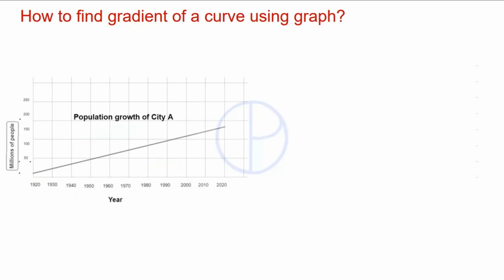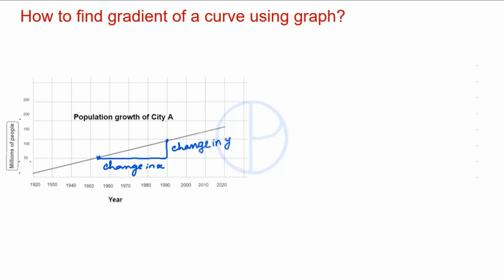So look at this graph. Let's learn how to find the gradient of a curve using these graphs. The first graph shows the population growth of city A, and the curve is a straight line. On this straight line, take any two coordinate points which lie on the straight line. For example, let me take this and join like this. This is the change in y and this is the change in x.